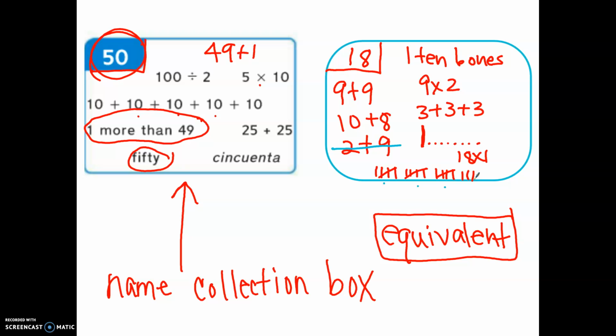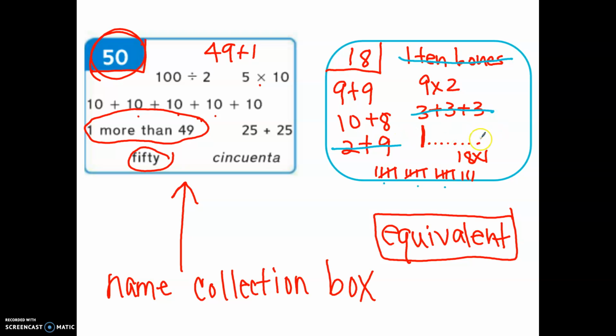110 and 6 ones. No, because 18 would be 110 and 8 ones. So I'm going to cross that off. 9 times 2. Yeah, that's 18. I'm going to keep that. 3 plus 3 plus 3. Well, 3 plus 3 is 6. Plus 3 more is 9. That's not 18. I'm going to cross that off.